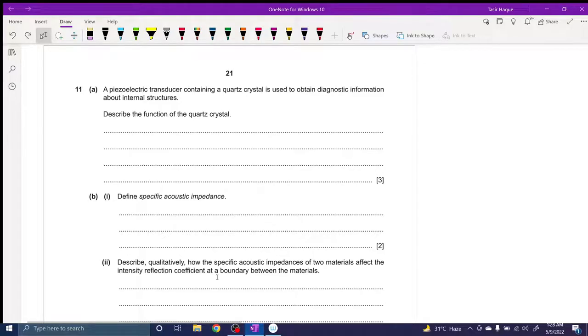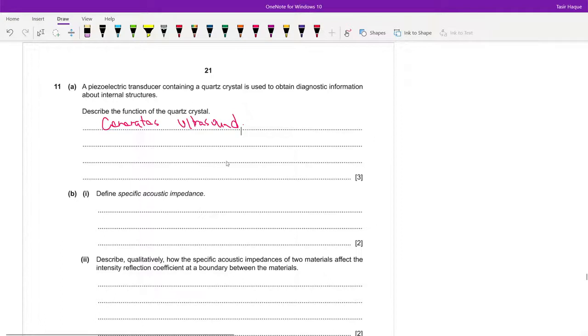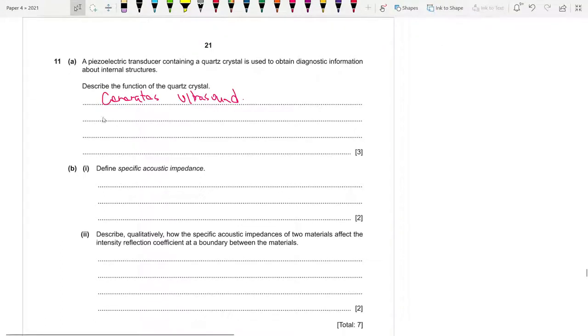11 and 12. What is the function of the piezoelectric crystal? It basically acts as a transducer, okay? It generates ultrasound at first by resonance, right? It generates ultrasound. What else? It's a transducer, so it also detects reflected ultrasound.